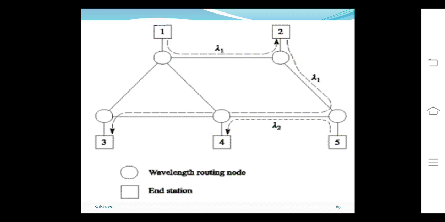This diagram shows wavelength routing. The end stations are the nodes, and the circles denote the routers through which your data is going to be routed to the particular destination. From the end node 1 to 2, we can see the signal is traveling in wavelength lambda 1. The same wavelength is being reused for the other lines, that is from 2 the data is traveling to 3 with the same wavelength. So the same wavelength is reused, and from the end station 5 to 4, the signal is traveling with a different wavelength, that is lambda 2.